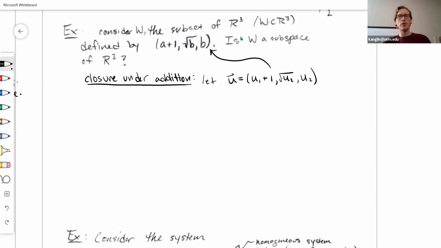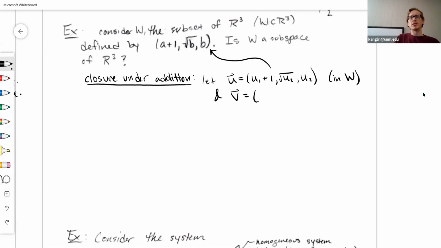When we say a form, we're not concerned with the symbols we're using. We're concerned with the relationship to the other components. Whatever's in the third component, its square root has to be in the second. And whatever's in the first component has to be expressible as some real number plus 1. So we have a real number plus 1, root of u2, and u2. This is the right form, even though we use different symbols. It's kind of tricky to parse out what we mean by the form of one of these vectors. But u is in the subset W.